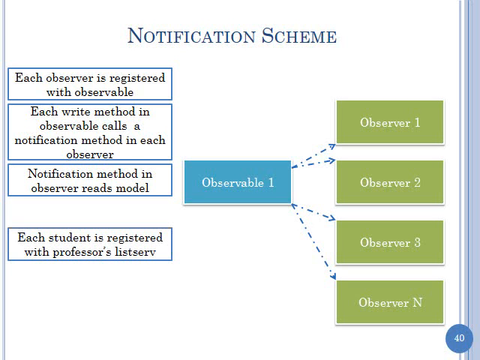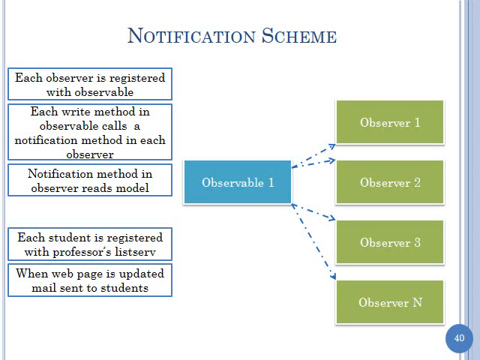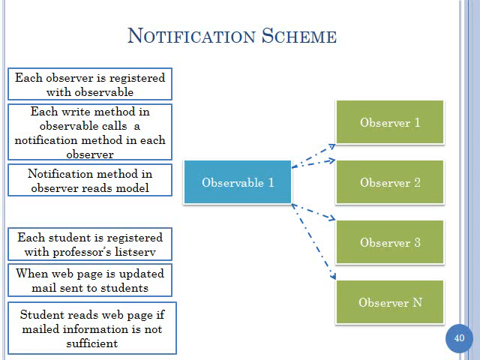And again, I'll just finish this off very quickly. Each student is registered with the professor's listserv, and whenever the web page is updated, imagine sending mail to students, and they say, "Oh, the web page is updated," and then they go and read the web page. This is the registration method in the model that's called by the view.